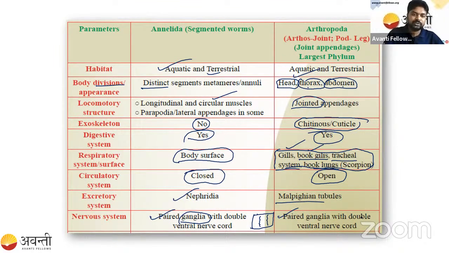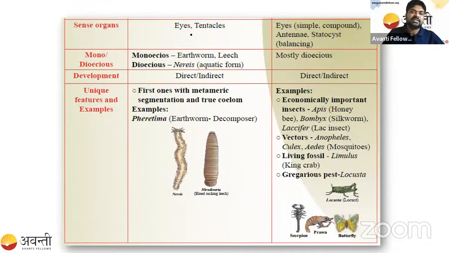Okay. Next, the sense organs are the eyes and tentacles. That means they sense their surroundings with the help of eyes and tentacles. In the case of arthropods, the eyes are simple or compound. Next one is the antennae. They have antennae and statocysts. This statocyst is used for balancing the body.